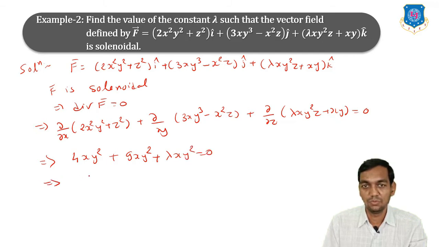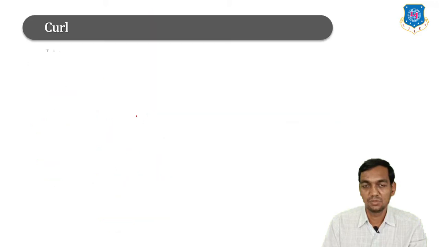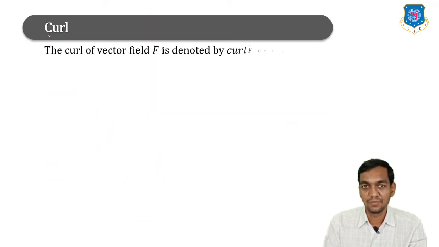Simplifying that, you get 13xy square plus lambda xy square is equal to 0. So lambda xy square is equal to minus 13xy square. So lambda is equal to minus 13, and this is the answer. So for lambda equal to minus 13, this field is solenoidal.